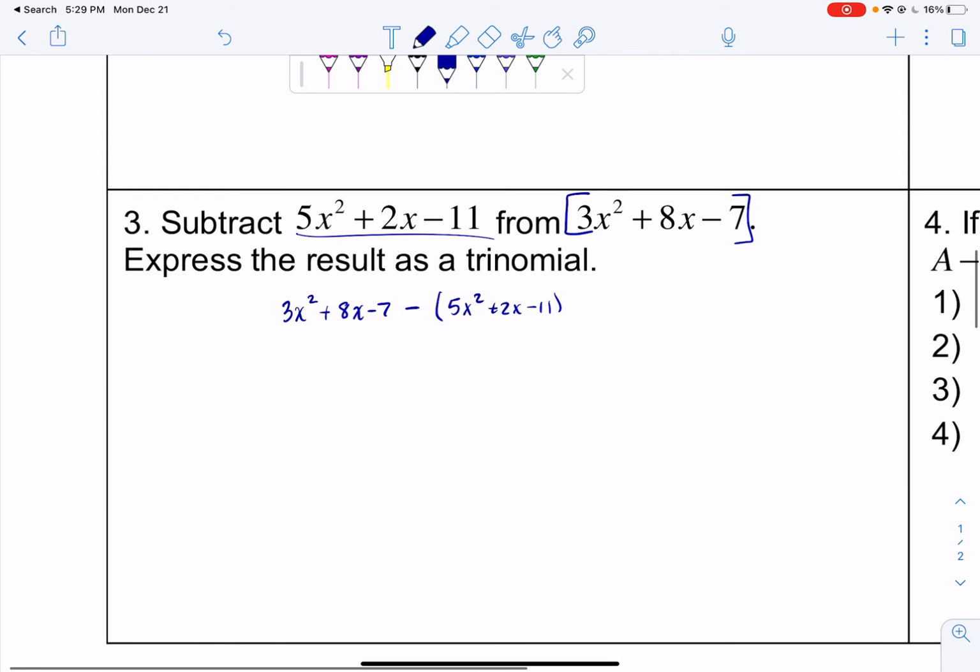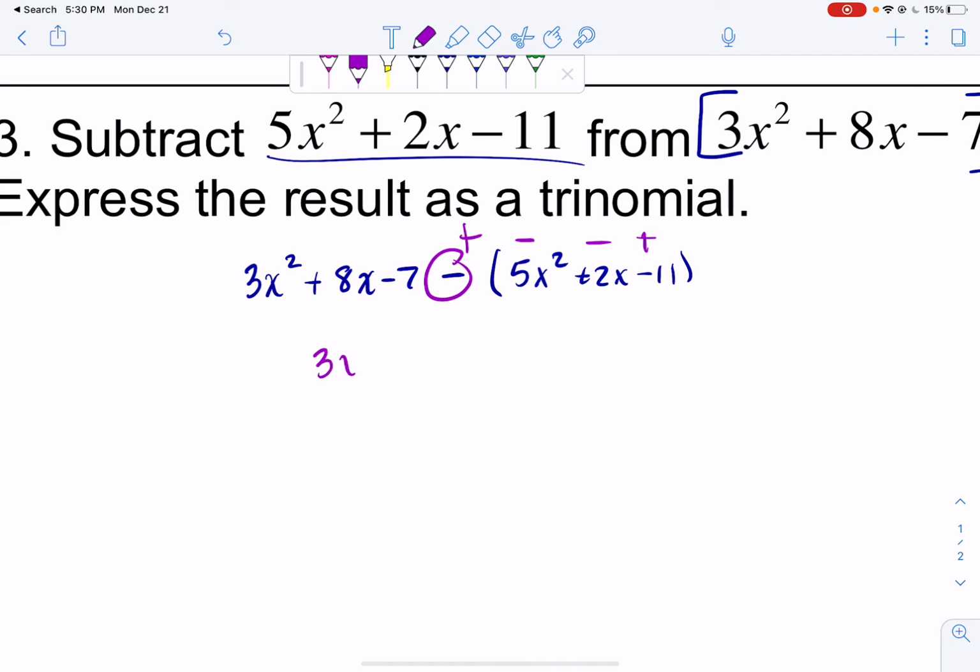Remember, keep, change. So this is going to turn into a positive, minus, positive. So I have 3x squared plus 8x minus 7 minus 5x squared minus 2x plus 11. We now combine our like terms.